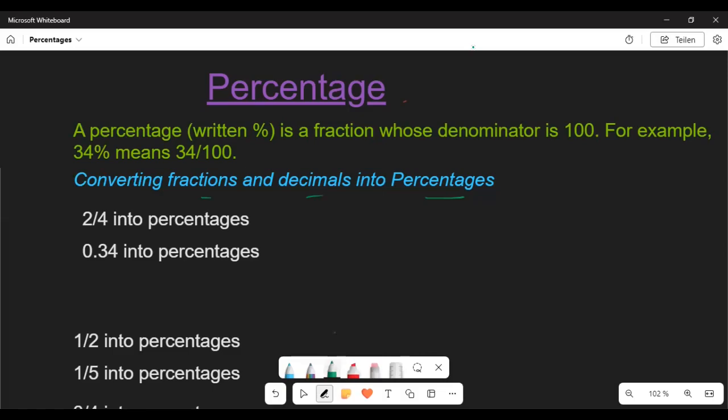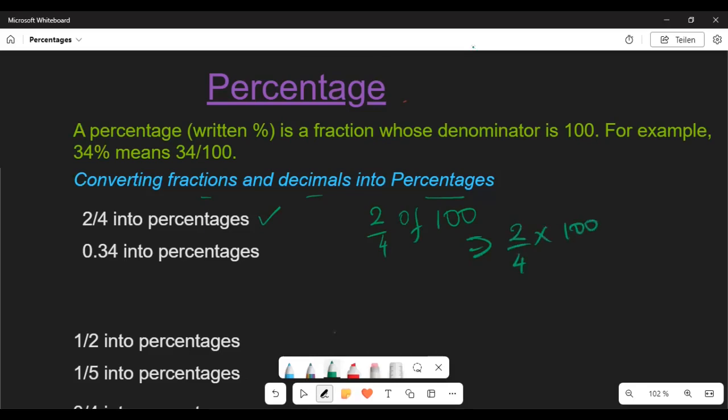So now, let's go to this question and try to work it out. If someone gives you 2 over 4, and they ask you "of 100", which basically means multiply by 100, that means what portion of 100 is 2 over 4? In this case, what you're supposed to do is multiply 2 over 4 times 100.